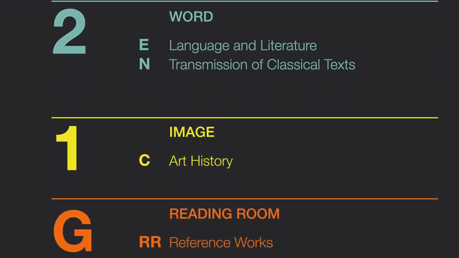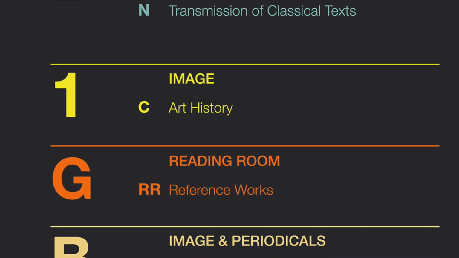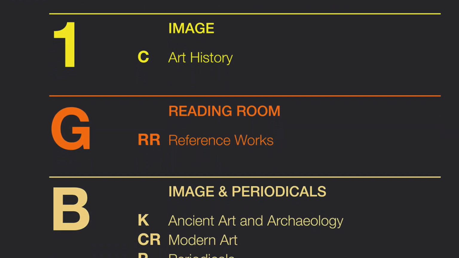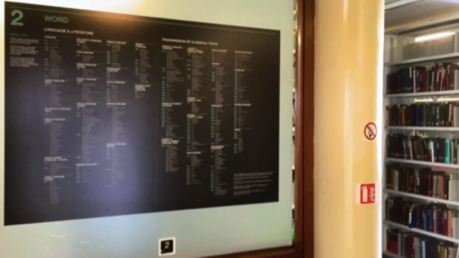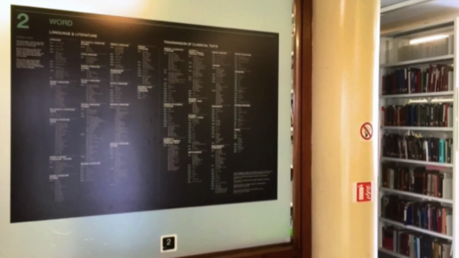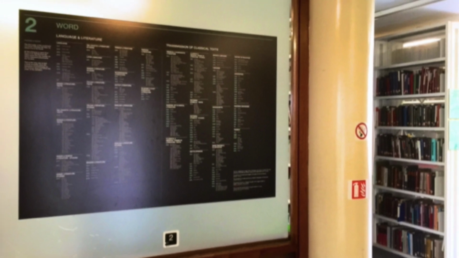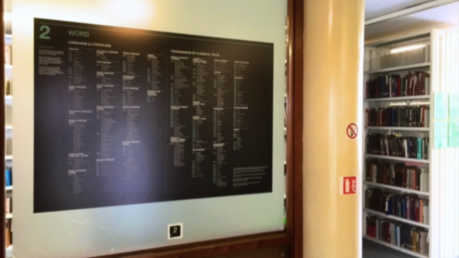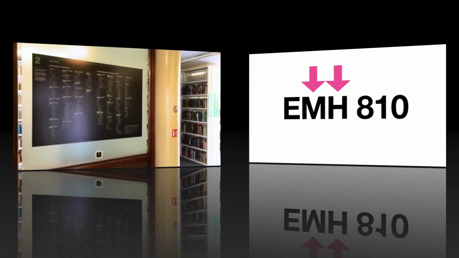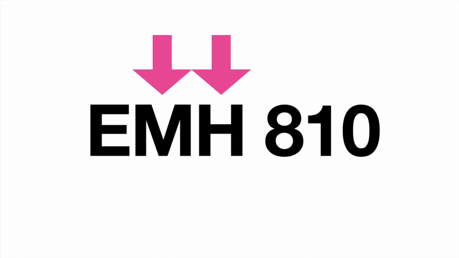Reference material labelled RR can be found on the ground floor, and K, C, R, and periodicals labelled P can be found in the basement. Now, the class marks are not organised alphabetically, so when you get to the right floor, you'll need to check the location list, which is located at the entrance of each floor. Using this and the last 2 letters of your item's class mark, you should be able to find out the bay number of the item that you're looking for.